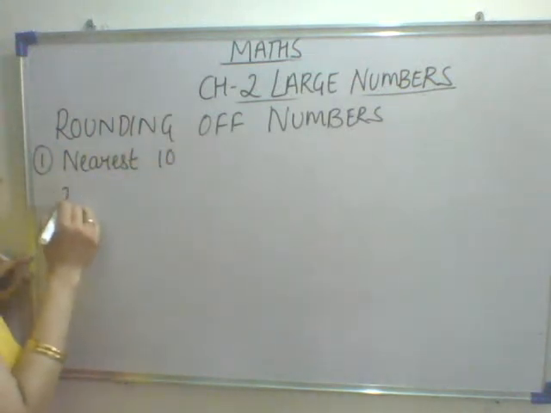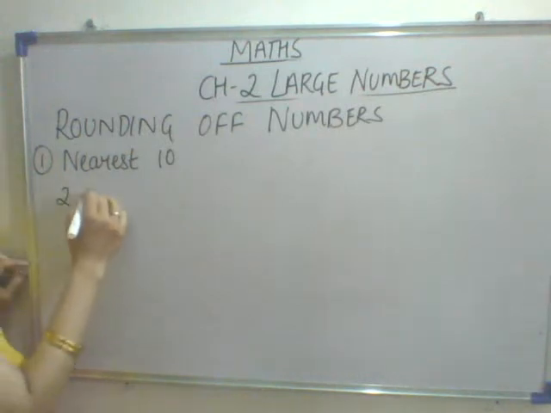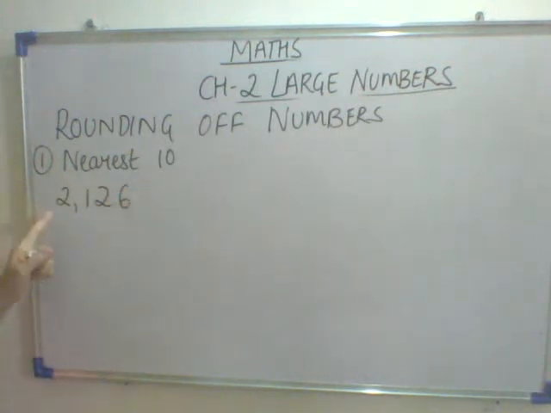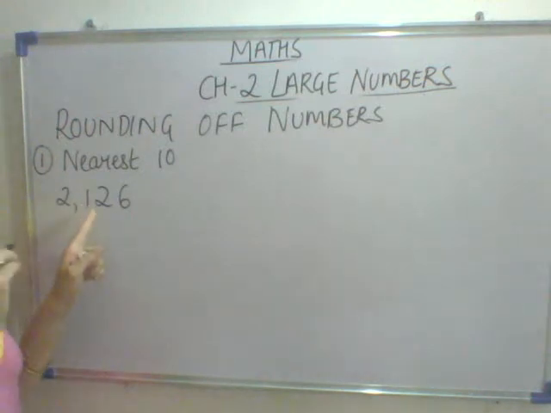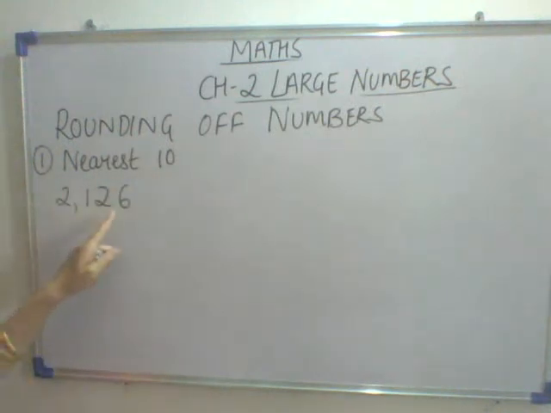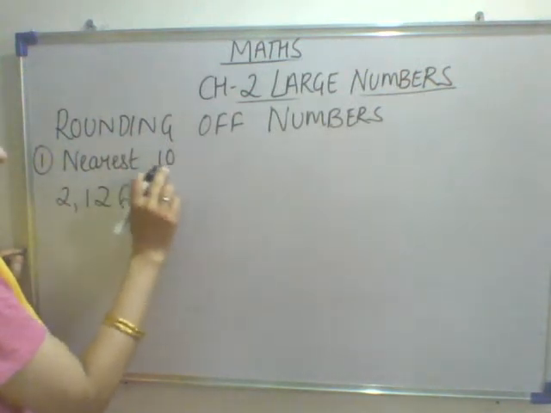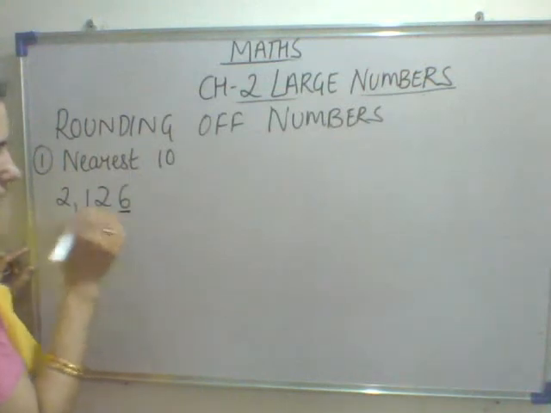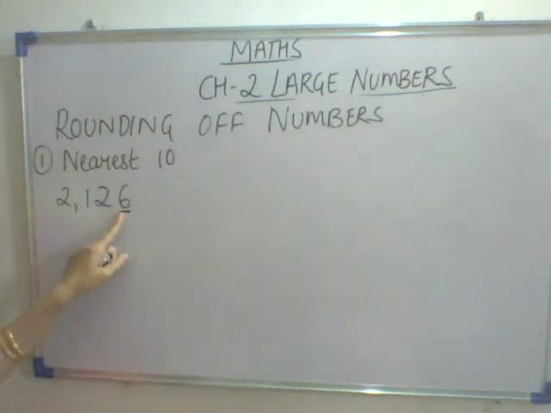Let us take a number that is 2126. You have to round off the number to the nearest 10. So if you have to round the number to the nearest 10, you have to see the digit at the ones place. At the ones place, which digit is present? That is 6. So if the number is greater than 5 or 5, what you will be doing? At the tens place, you will be adding 1, and this number will become 0.